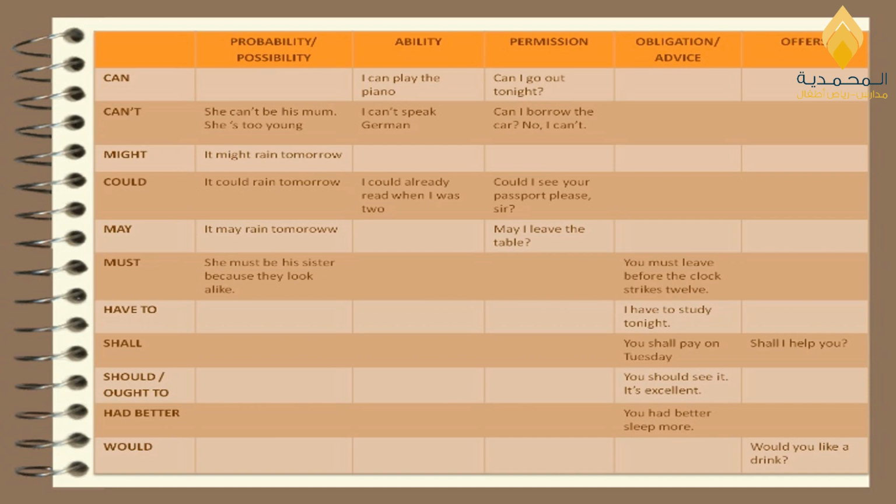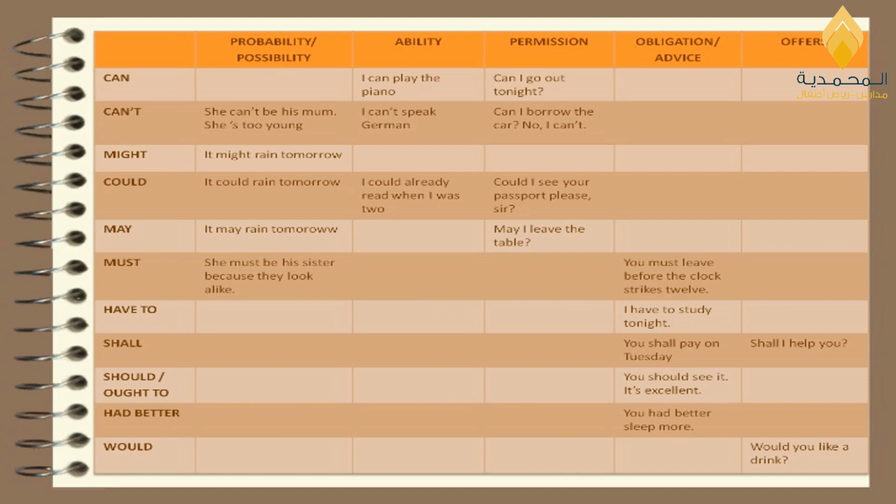Can I borrow the car? No, I can't, and this is for permission. Might. We can use it for probability and possibility too. It might rain tomorrow. Could. It is also used for possibility, ability, and permission. It could rain tomorrow. I could already read when I was 2. Could I see your passport, please, sir?